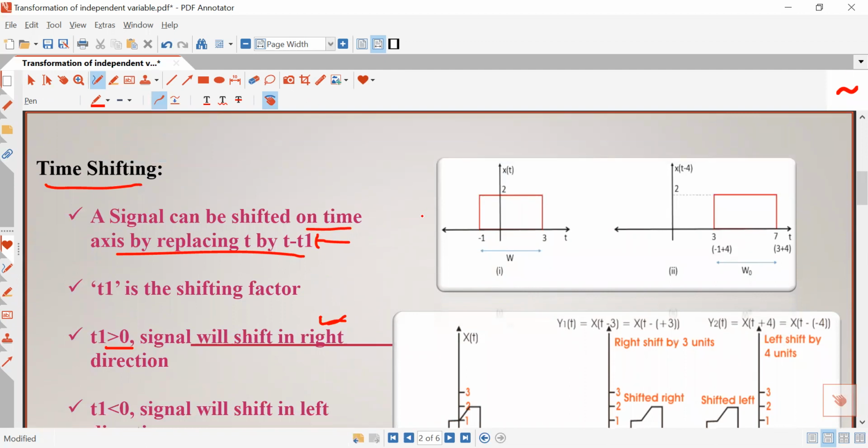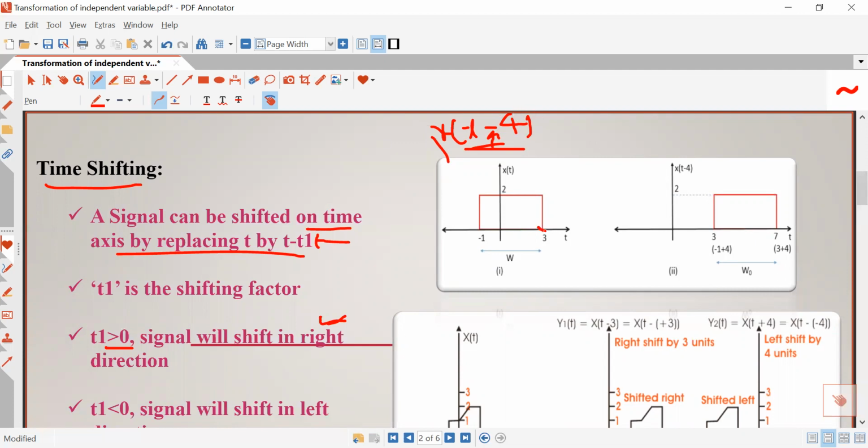Let us consider two examples I have considered in this slide. Let us consider this signal, and if this is x(t) and you want to draw x(t minus 4), how will you draw? As you know, when t is replaced by t minus 4, it is obvious the signal will be shifted, and this minus sign means the signal will be shifted in the right direction. And by what amount? The signal will be shifted by 4 units.